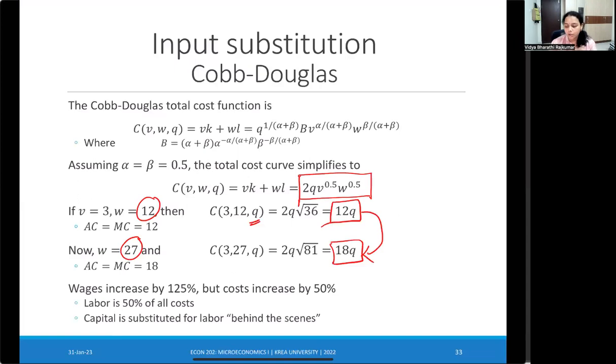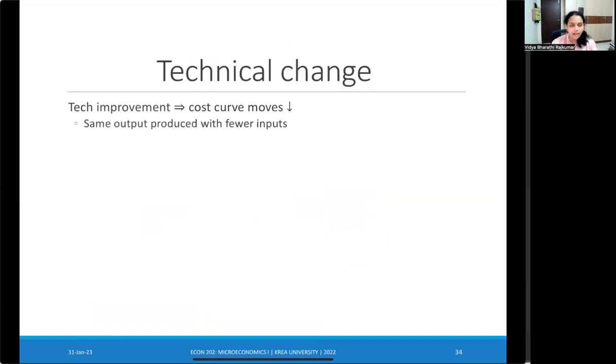So we've now seen how costs can change when your input prices are changing. Now we'll see how costs can change when the technology of production changes. So we're again going to use our Cobb-Douglas example to do this. But before we get that, we'll derive the general version of this.